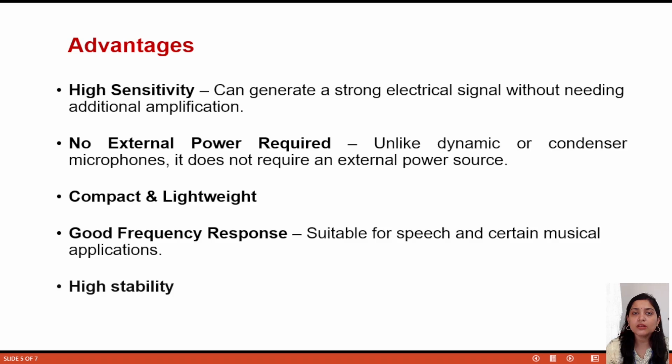Now, some advantages. What are these advantages? High sensitivity: it can generate a strong electrical signal without needing additional amplification. No extra amplifier is needed. No external power is required, that means an extra supply battery is not required. It is compact and lightweight, with good frequency response and also high stability.